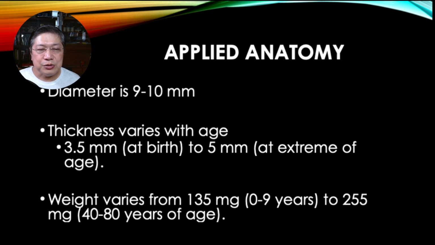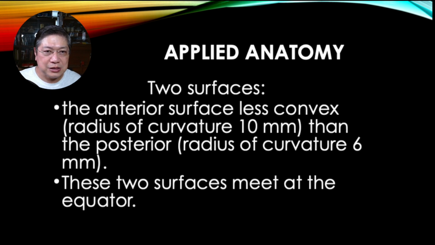Now, the weight of the lens is also variable. It increases the older you get, from 135 milligrams when you're young to about 255 milligrams when you're very old. Now, again, why would that be important? Because the lens grows your entire life. It doesn't stop growing. And the older it grows, the thicker it becomes, the heavier it becomes, and the denser it becomes. And because of that density, it will disrupt the transparency of your eye.